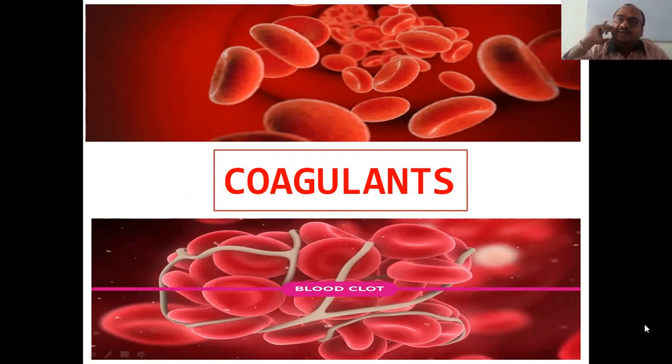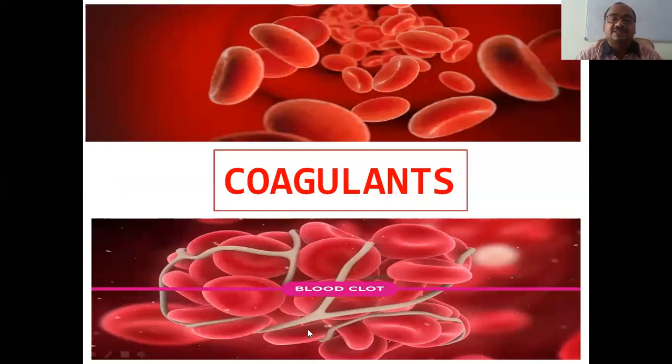This video is for coagulants. See the above picture, all the RBCs are separate and blood is flowing very smoothly. Whereas these coagulants make all the RBCs and blood clot together. See the below picture, blood clot. See all the RBCs are together because you can find a thread-like structure here. It is called fibrinogen. All these act like a thread and tie all the RBCs and platelets together.